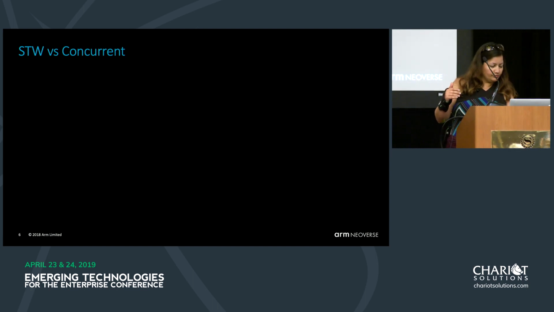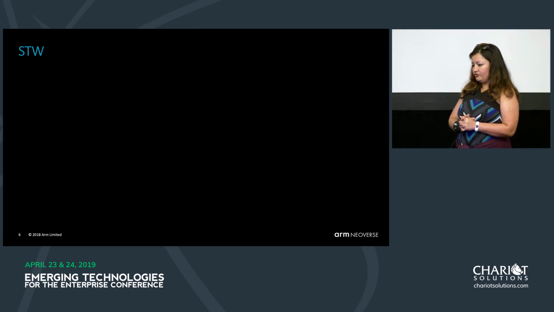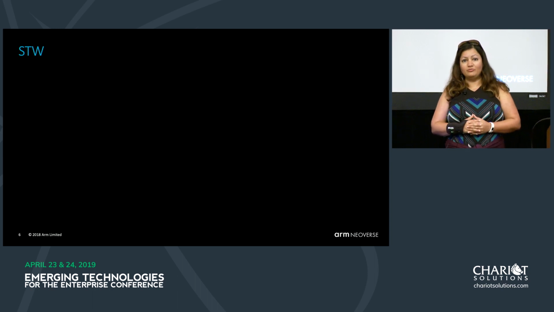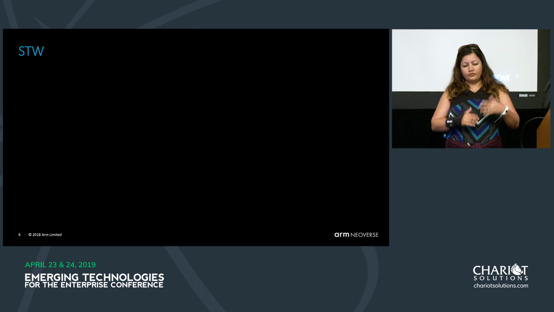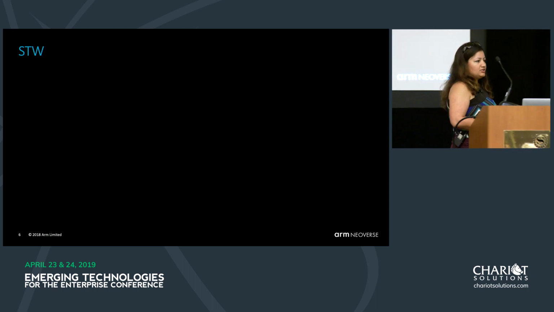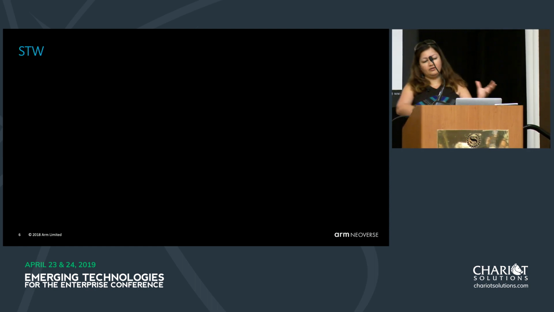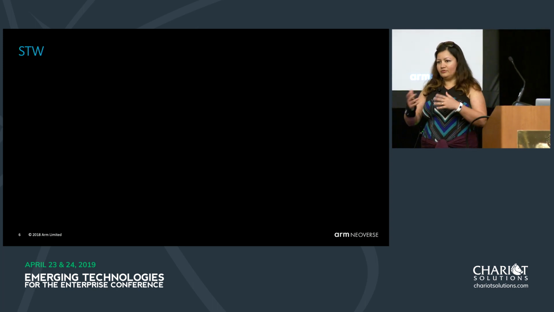So let me go to Stop the World versus concurrent. When you're thinking of your application threads, they're all working at the same time and doing their chunk of work. For Java, we call them mutator threads, okay? Because we also have the concept of garbage collection threads. And mutator threads are basically the threads that mutate the heap, okay?